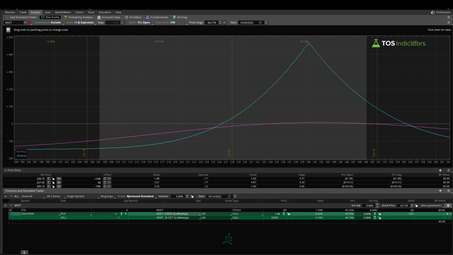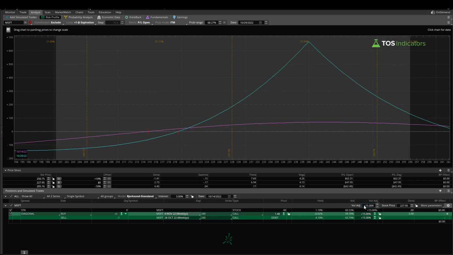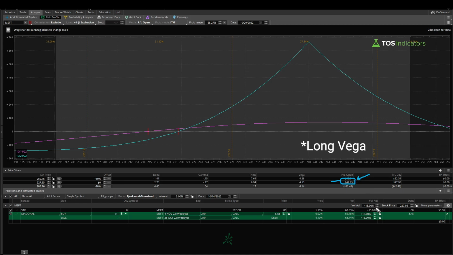Let's take a look to see what tends to happen if volatility here rises in this particular position. We had an average of 15%, so let's say volatility adjustment of 15. We can see the vega still remains positive. As a result of that, our P&L, if the price were to remain unchanged, goes from a negative to a positive. So long delta here is benefiting this particular position with an increase in volatility.